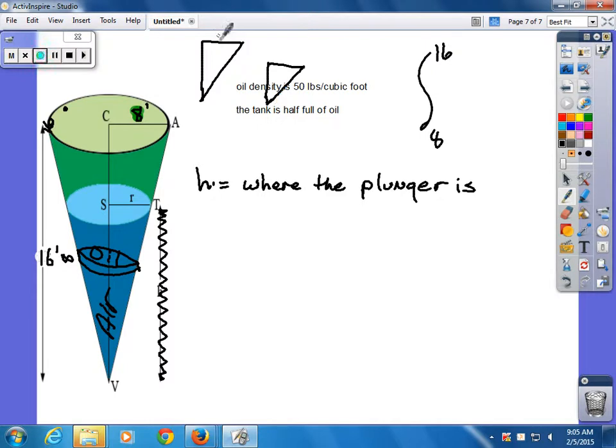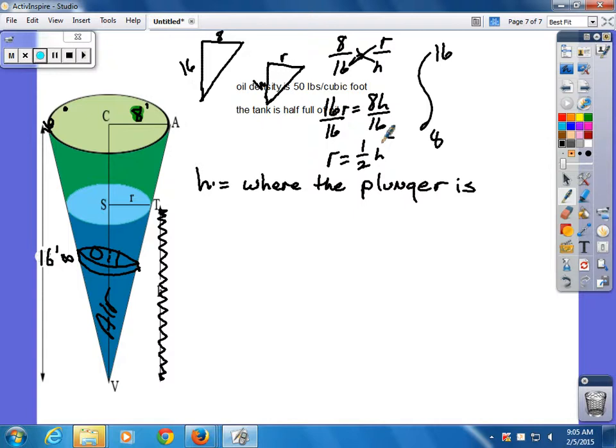8, 16, and you can call this H because that's where the plunger is. H over R, and that is 8 over 16 is equal to R over H. So 16R is equal to 8H, and 16, so it's 1/2, right? R is equal to 1/2 H.